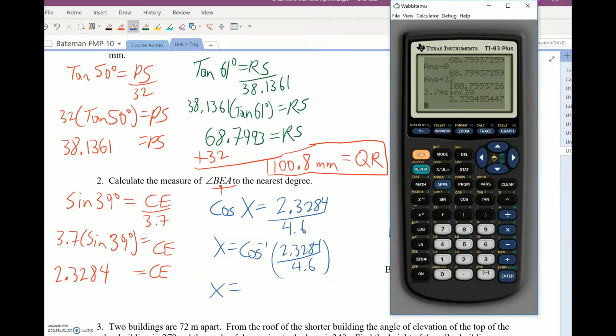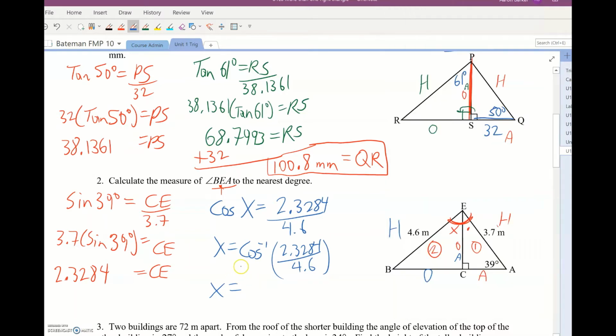On my calculator now, I'm going to go second function, cosine, and then hit my A and S button. So second function A and S puts 2.3284 in that location. If you didn't want to use your A and S, you could just use 4 decimals, and you would be more than accurate. Anything less, though, and you're probably going to get wrong answers. Now, in order to complete the division, I need my brackets. Now I press equals. So it's going to be 59.58 degrees.